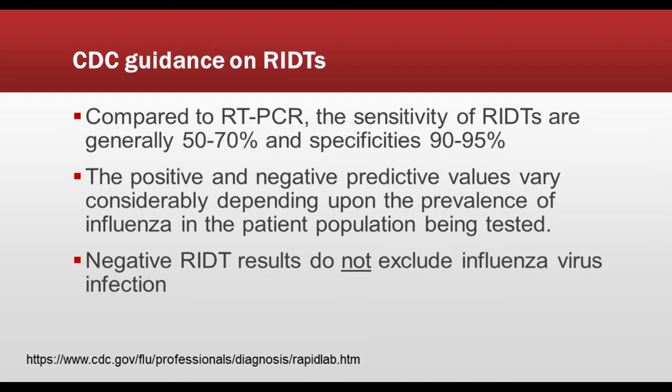And so at the beginning and the end of the season, their utility is lower. And again, at the beginning and the end of the season, a molecular assay is going to give you better, more accurate results and tell you what's going on in the community. The bottom line is that a negative rapid test does not exclude the possibility of influenza virus infection. And again, this is something we learned in 2009 very clearly.